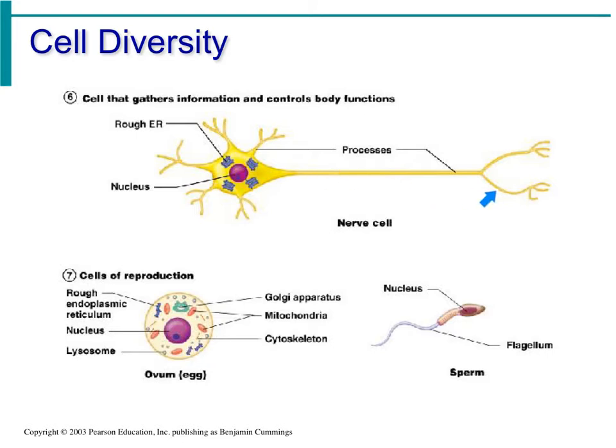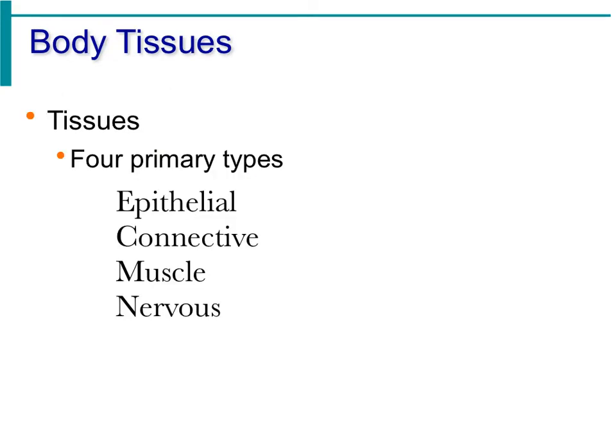So this is a nerve cell. You can see it has that long axon to help transmit information. Reproductive cells. So different cells have different structures depending upon their function. Okay? And when they come together to make a tissue, we're going to see the same thing. Tissues are going to have different structures depending upon their function.